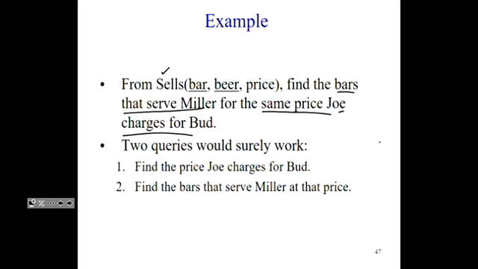So instead of two queries, let's talk first about how you would do it with one select from where query with no subqueries. What we've learnt so far, let's try to use that to see how easy it is to do and how subqueries make your life simpler. Any guesses on how you would use what we've learned so far, the select from where construct, to answer this question? From Sells, I want to find the bars that serve Miller for the same price that Joe charges for Bud. So how would I do this with what I've learned so far?